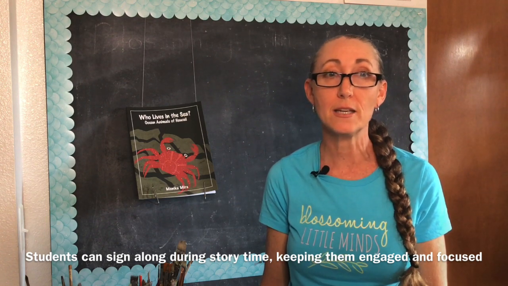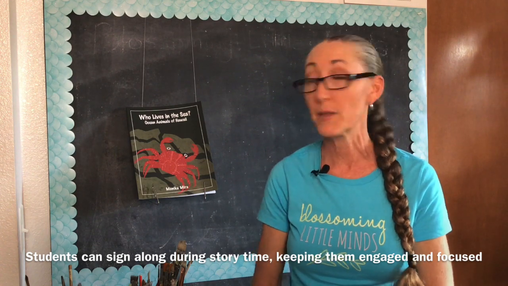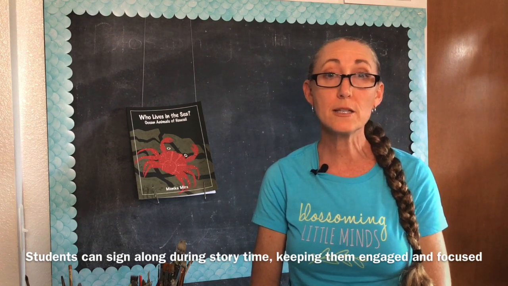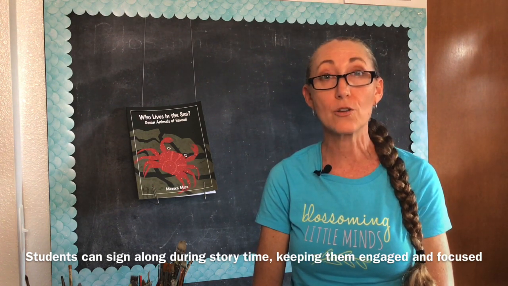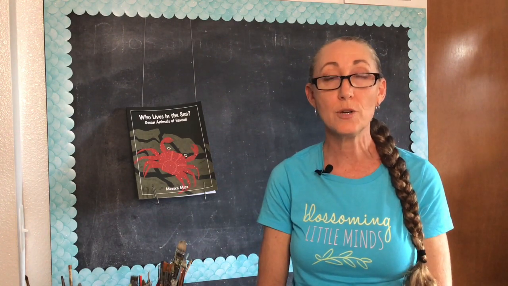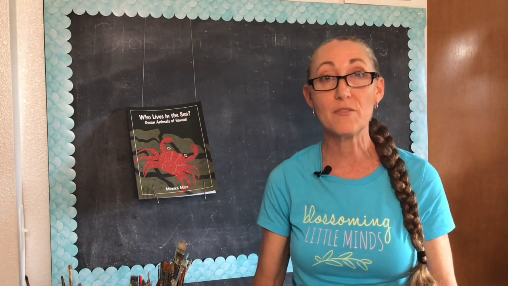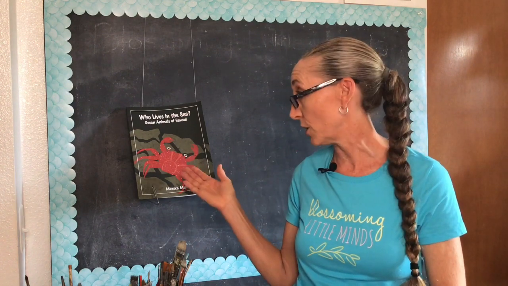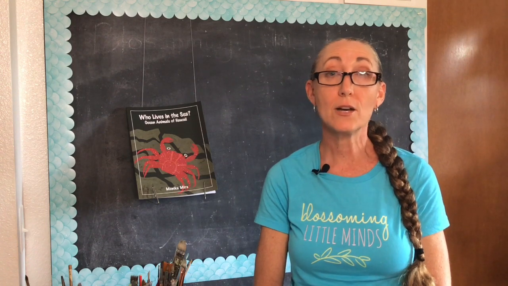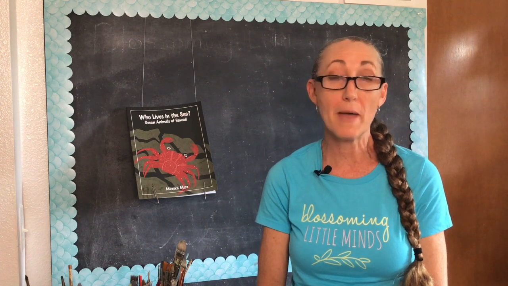So for this activity, I'm going to read a book that I actually wrote specifically for this purpose. It's called Who Lives in the Sea? Ocean Animals of Hawaii. Now you could easily do this activity using Eric Carle's Brown Bear, Brown Bear. The first thing that you want to do is teach the students all of the signs for something that can be found in the book. So for example, in this book, I'm going to be teaching the signs for all the animals in the book. In Eric Carle's book, you might use all of the colors, or you might use all of the animals, or both.